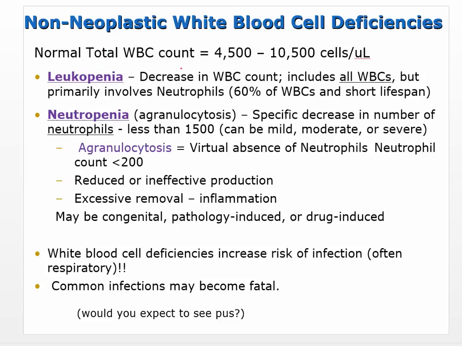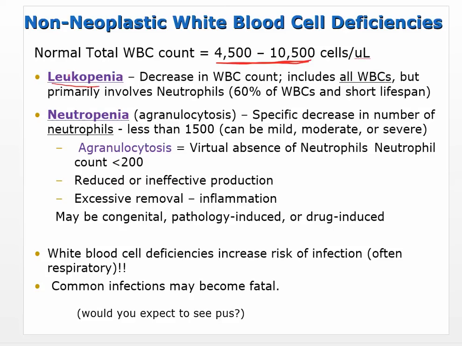The normal total white blood cell count is 4,500 to 10,500. So you need to know this number. So about 5,000 to 10,000, but 500 on both sides. So 4,500 to 10,500, 5,000 to 10,000. So leukopenia, we've already mentioned that, is a decrease in the white blood cell count.